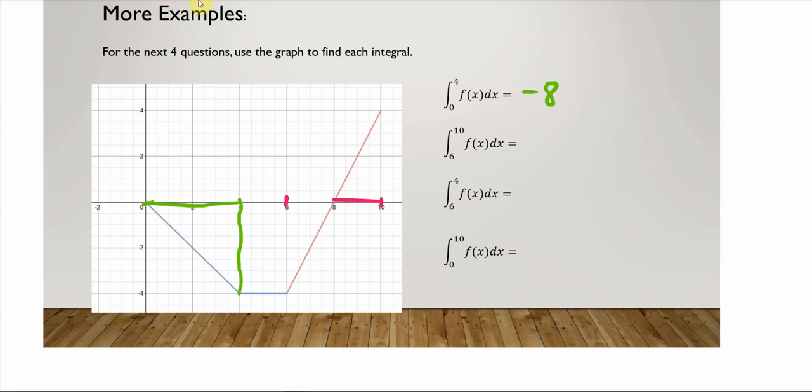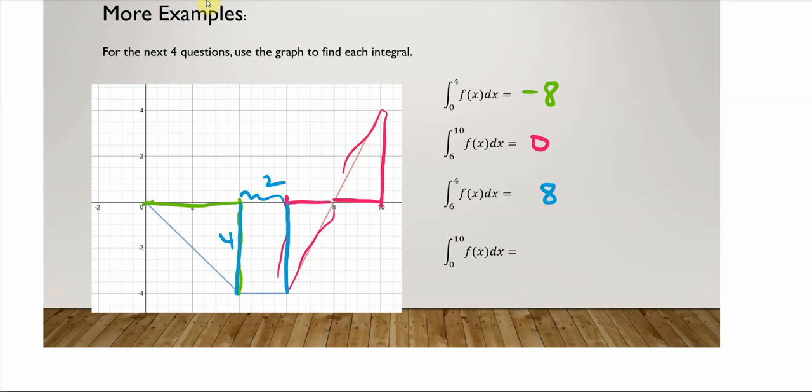I notice that this piece and this piece are the same, so they're going to cancel each other out. So my answer is going to be 0. What is the integral from 6 to 4? So here is 6 and here is 4. That means that piece is 2 and that is 4, so I'm going to have an area of 8.